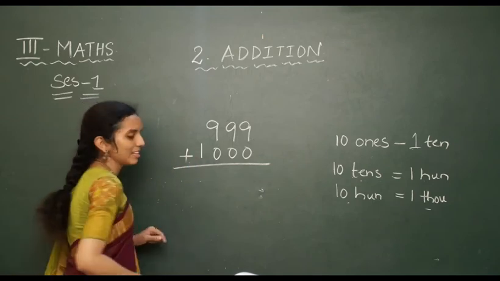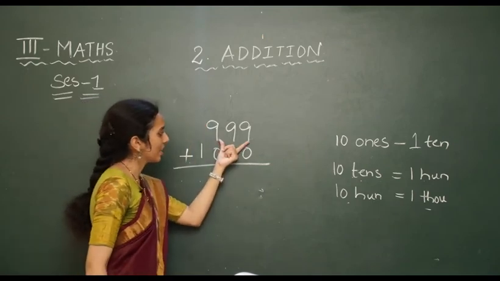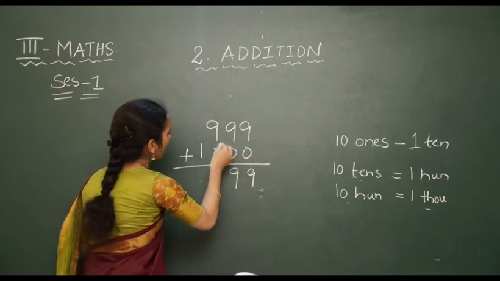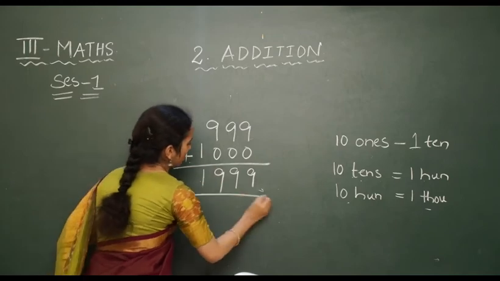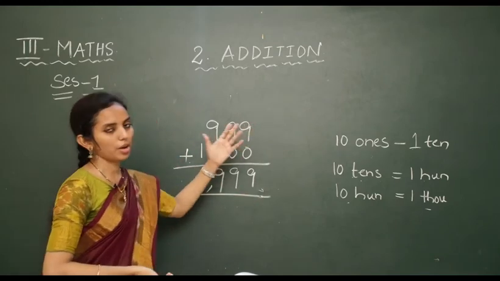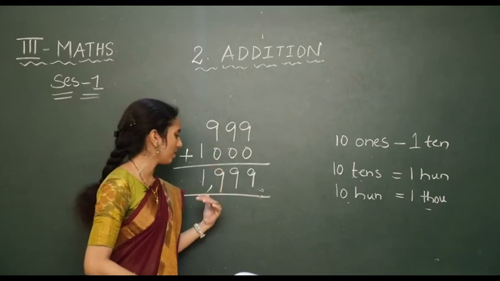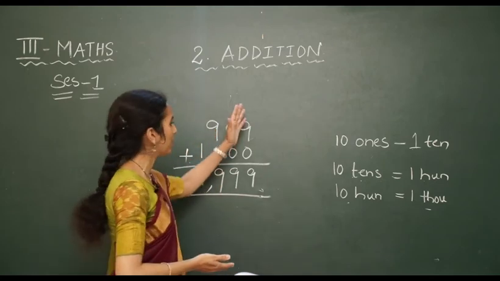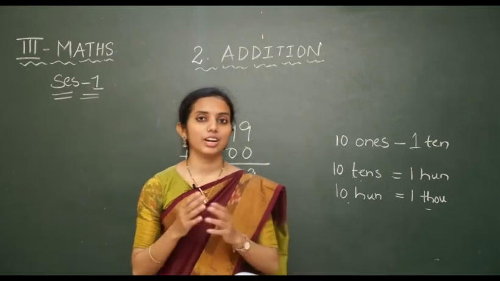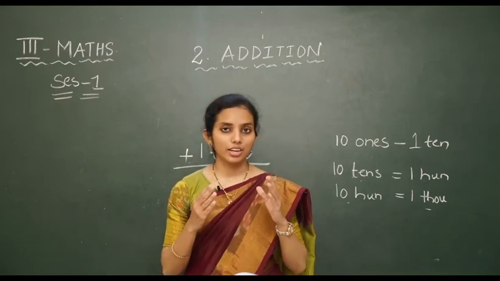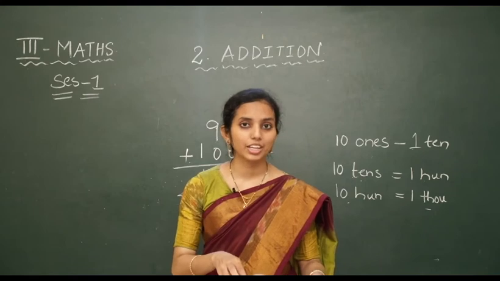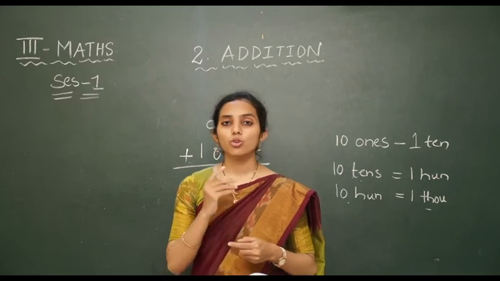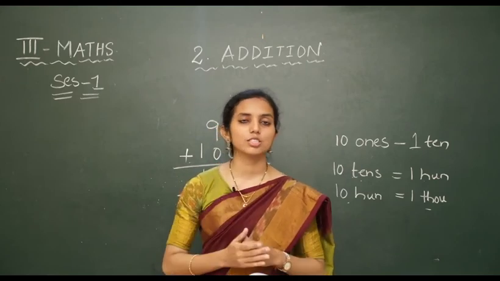Now they are asking us the sum of the largest 3-digit number and the smallest 4-digit number. 9 plus 0 is 9, 9 plus 0 is 9, 9 plus 0 is 9 and 1 as it is. So the sum of the largest 3-digit number and the smallest 4-digit number is 1999. So with this problem we have completed our second chapter, addition. Hope you have understood the different methods of doing additions and you have a very good clarity of doing regrouping of the numbers and doing the additions. Do not miss the practice problems, those are exercise problems.